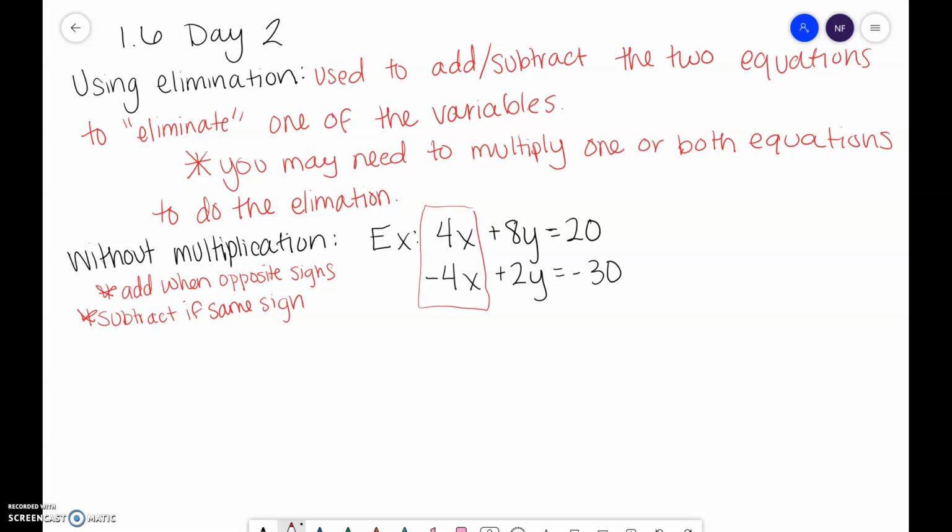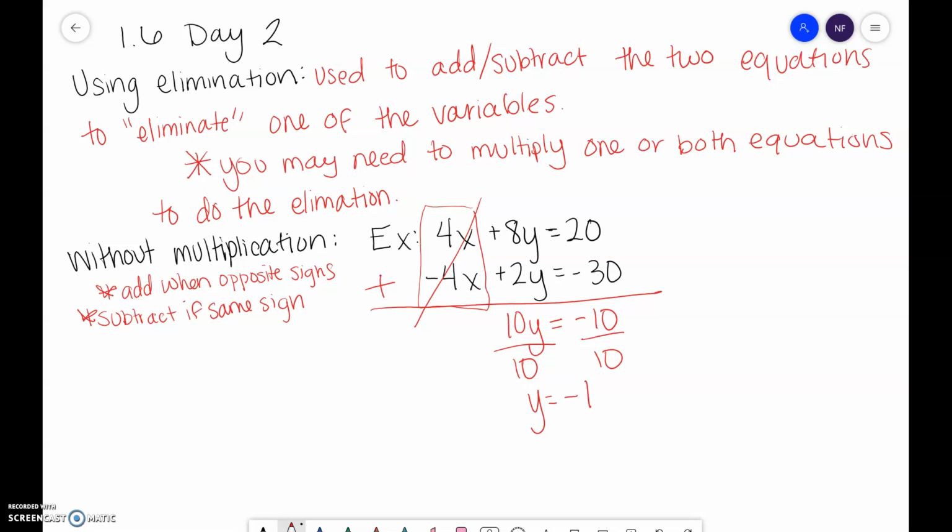So here we have opposite signs. We have a negative and a positive 4, so we are going to add these two equations. So 4x plus a negative 4x would make those cancel. 8y plus 2y would give us 10y. And then we would do 20 plus a negative 30, which would give us negative 10. Divide by 10 on both sides. And so then we get y equals negative 1.